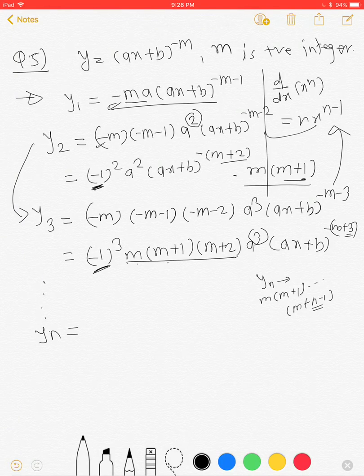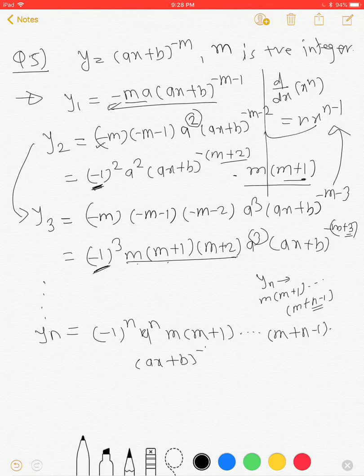So by observing this pattern, we can write our nth derivative as minus 1 raised to the n, a raised to the n, into m into m plus 1 into and so on, into m plus n minus 1, into (ax plus b) raised to the minus of m plus n. So here all terms are starting from m up to m plus n minus 1.